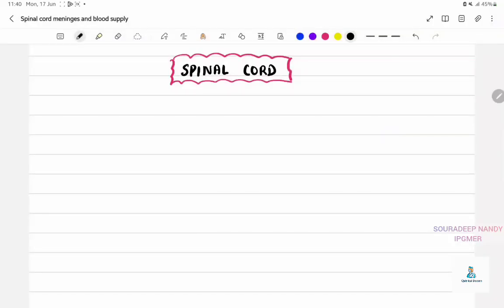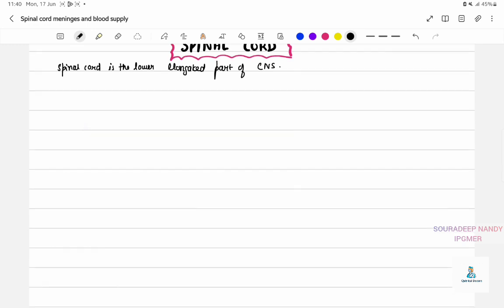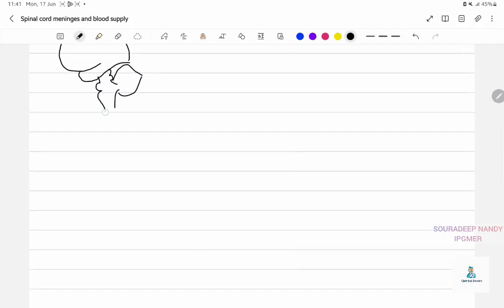The spinal cord is the lower elongated part of the CNS. It is slightly flat anterior-posteriorly and occupies the upper 2/3 of the vertebral canal. So let us now see where the spinal cord starts and where it ends. This is the brain, here are the brainstem structures, here is our cerebellum, and the spinal cord starts from here.